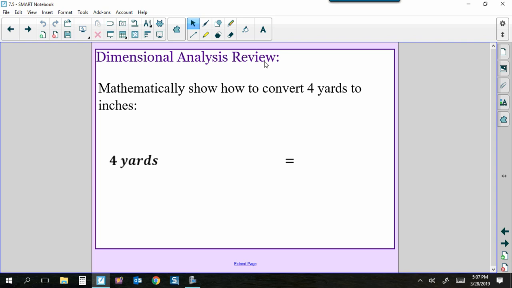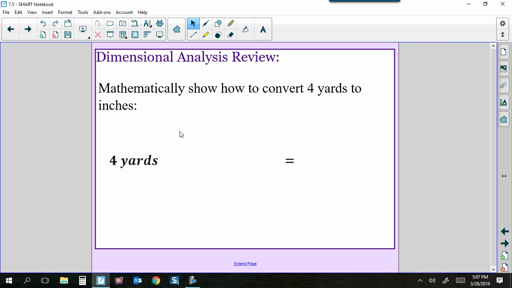All right, so this is important. You need to be able to convert between units. So what I have here is just a little review as far as the units of measurement. To convert yards into inches, we are going to multiply the yards by the conversion factor. We're not going to jump straight to inches. We're going to go through each unit of measurement.